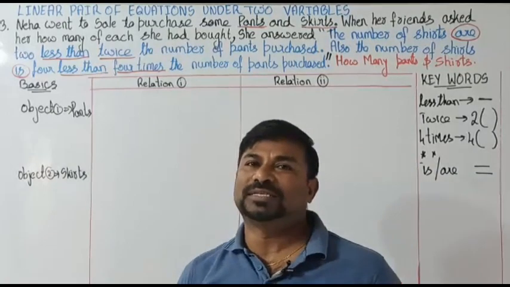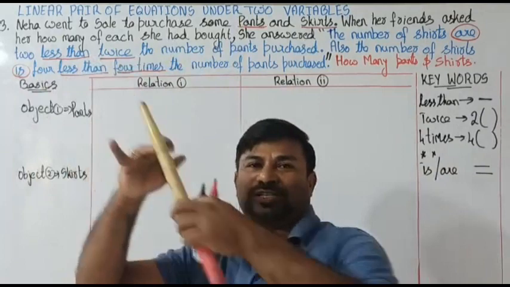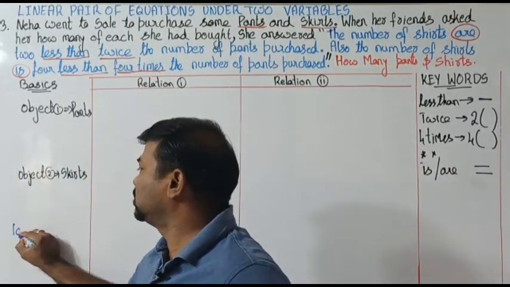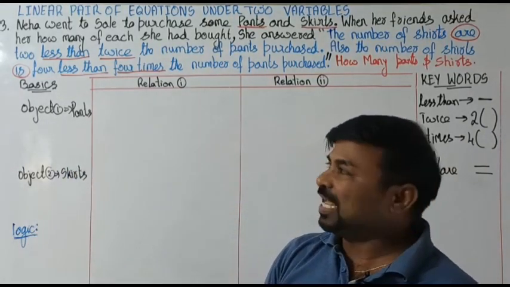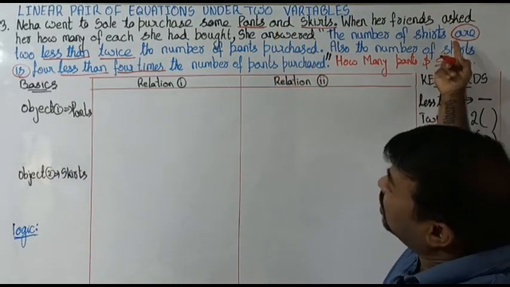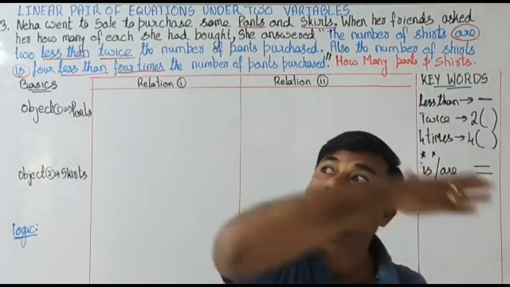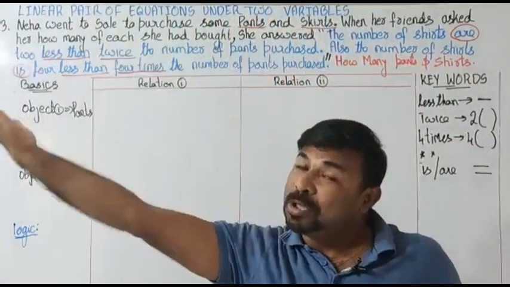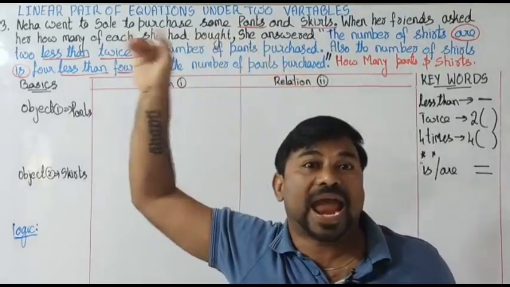Now, always please remember, what is compared to what? That's the logic we are taking here. Let us take it as pants. The number of skirts is 2 less than the number of pants. Skirts are compared to pants. I repeat, skirts are compared to pants. To which it is compared? It is compared to the pants.